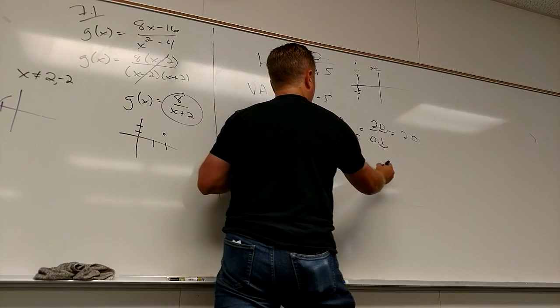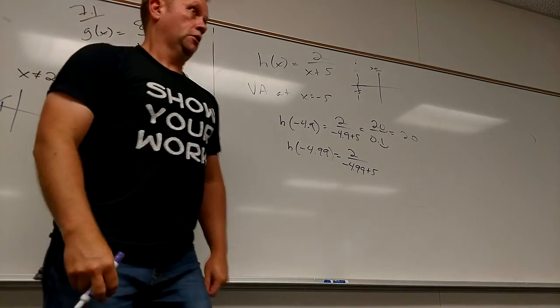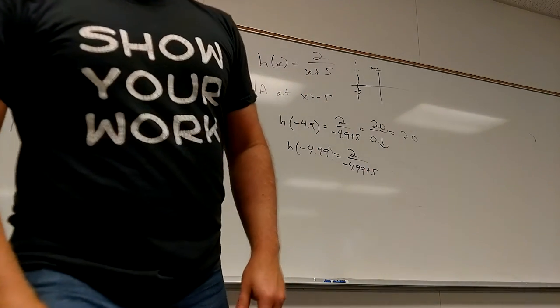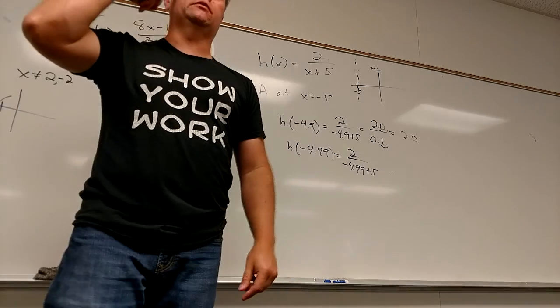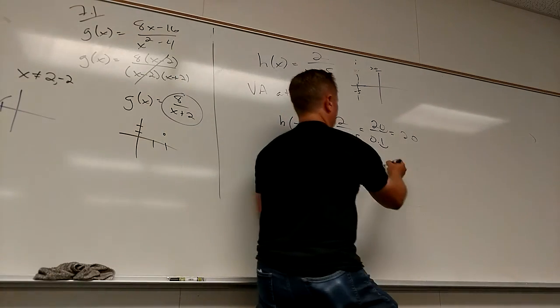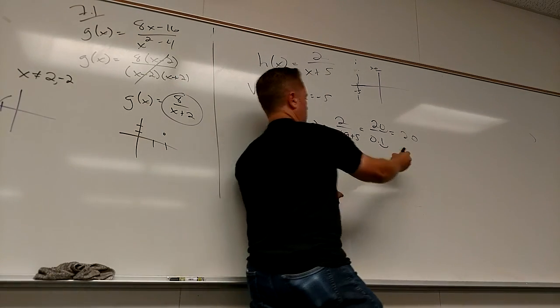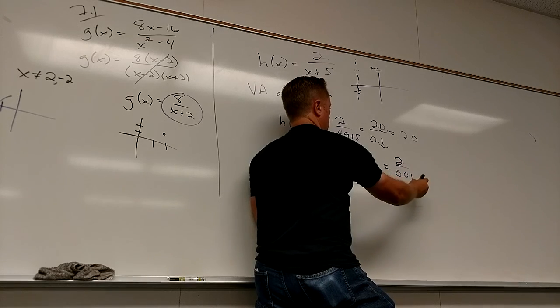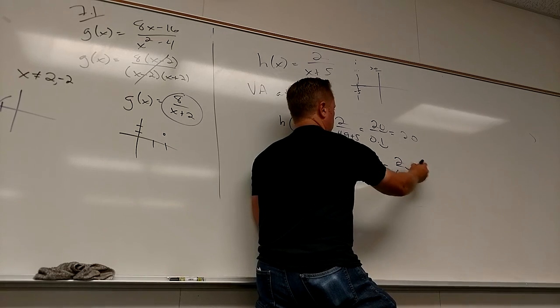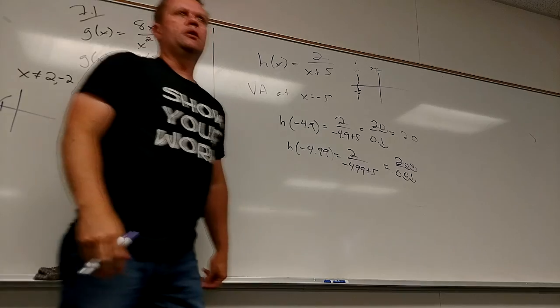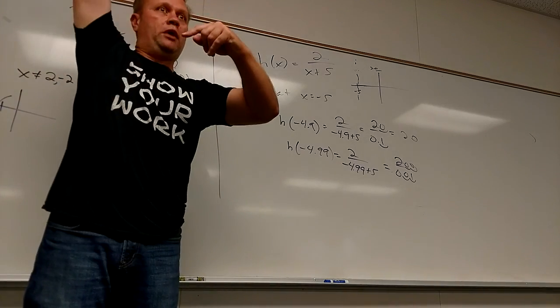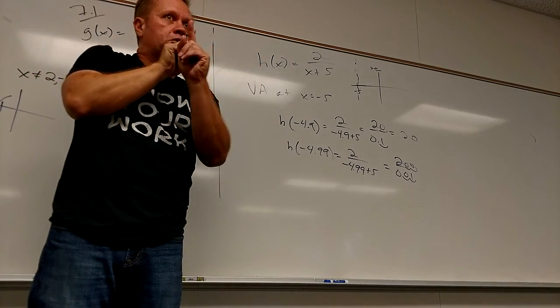It's like when you're a little kid and your mom says, don't go in that room. What do you do? Get really close. I'm not in there. I'm not in the room. Don't touch your sister. I'm not touching her. I just touched her. 0.01. So this will be 2 over 0.01. Once, twice, 200. Won't it continue to get bigger and bigger as I get closer and closer?